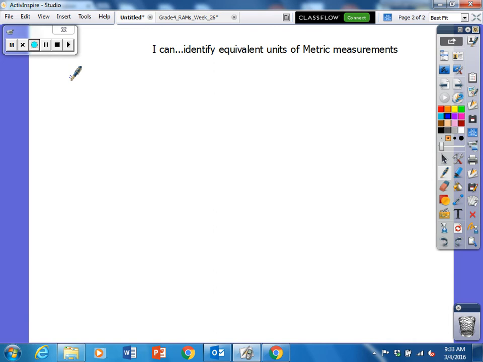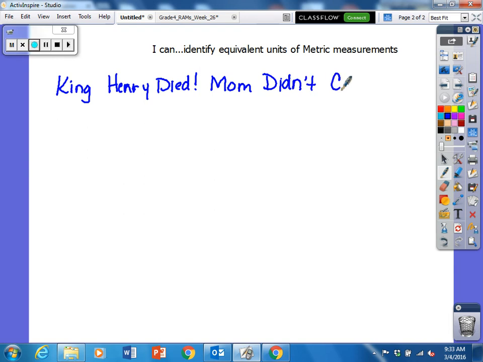There's a mnemonic or a strategy to help us remember it, and that is called King Henry died, Mom didn't care much. What that is: King stands for kilometers, which would be the largest unit.